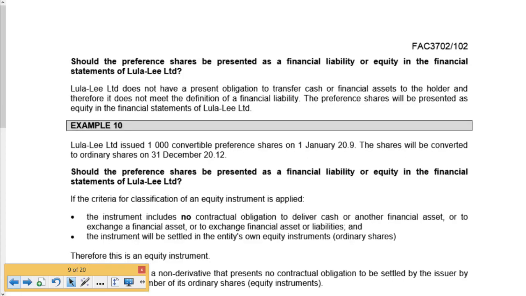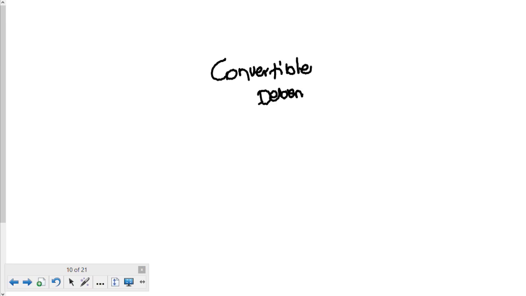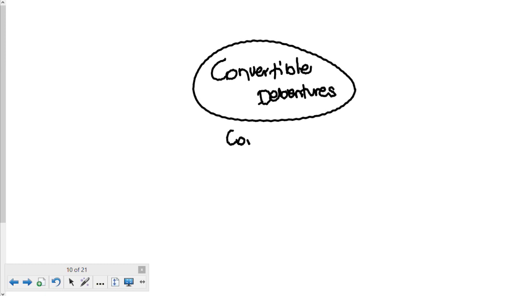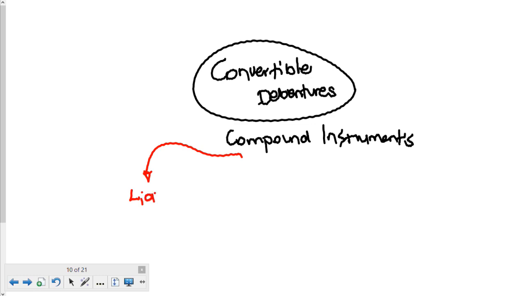So now we are going to move on to the debentures. So let's talk about the debentures. And we're talking about convertible debentures. Convertible debentures in IAS 32 are considered to be compound instruments. What is a compound instrument? A compound instrument is an instrument that has a liability component and an equity component.